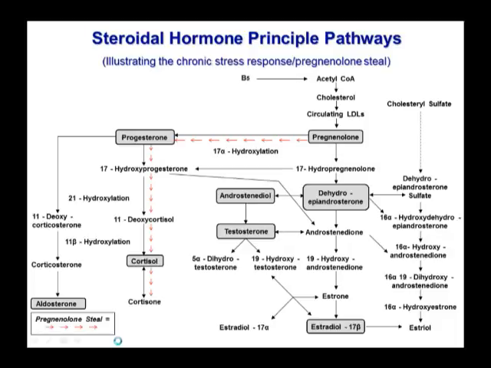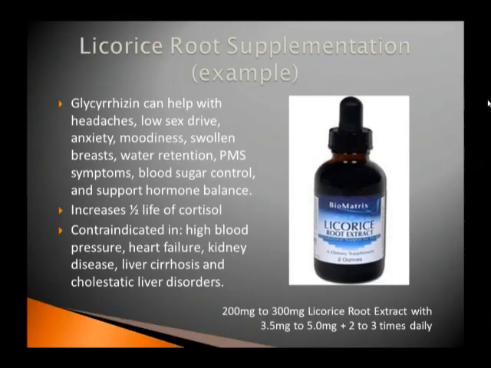One other thing that I'll often use in an adrenal program is licorice root. Licorice root is an interesting compound. The component glycyrrhizin that's in it has been helpful for many people with headaches, low sex drive, or anxiety. So it's been used to help improve overall hormonal balance. Essentially what it's doing is increasing the half-life of cortisol.